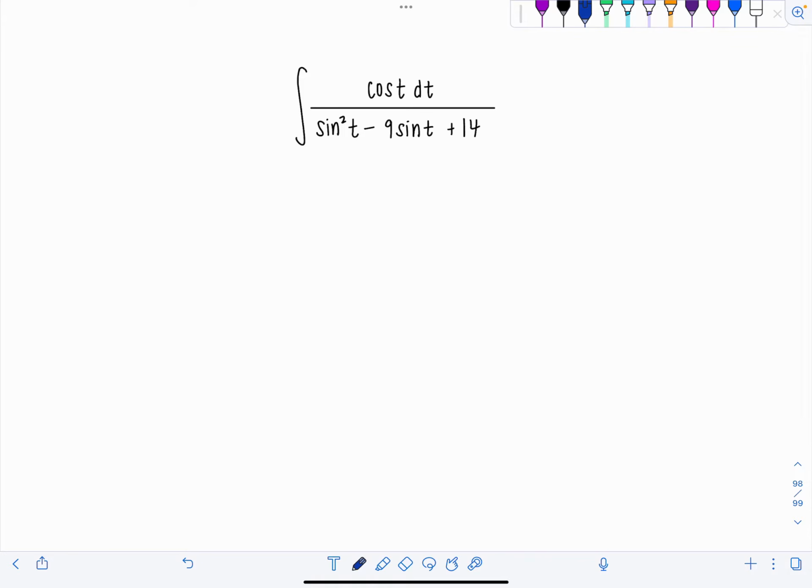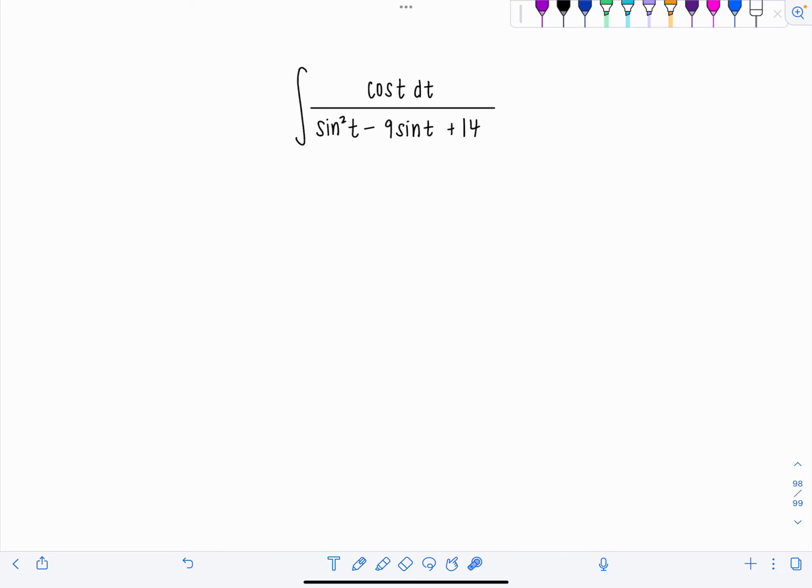Here's your integral of the day. We have the antiderivative of cosine t over sine squared t minus 9 sine t plus 14 dt. So go ahead, pause the video if you want to try this on your own first, and then I'll work through the solution. Starting off, we're going to do a u substitution.